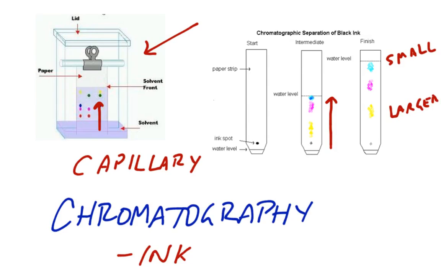The two major components that we're dealing with here are the mobile phase and the stationary phase. The paper, because it never moves, is stationary. The ink and the water, as they rise, are considered to be mobile.